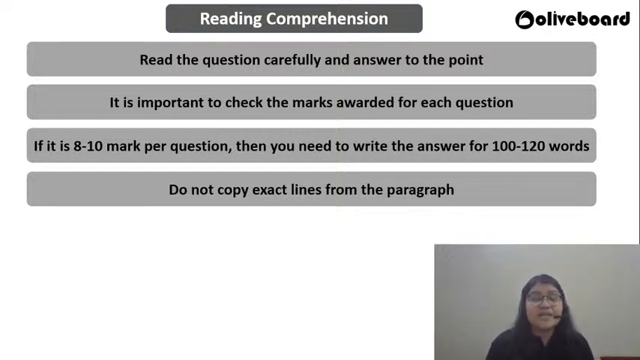And one other thing is, please understand how many marks is being awarded for each question. Sometimes they're equally divided, sometimes maybe one question has more marks, so you'll have to adjust your answer accordingly. I've given you a rough estimate here. If it's 8 to 10 marks per question, you need to write at least 100 to 120 words. If it is 10 marks per question, then you have 4 questions altogether for reading comprehension, so round off to at least 100 words to get the marks awarded for a particular question. So this is about reading comprehension.